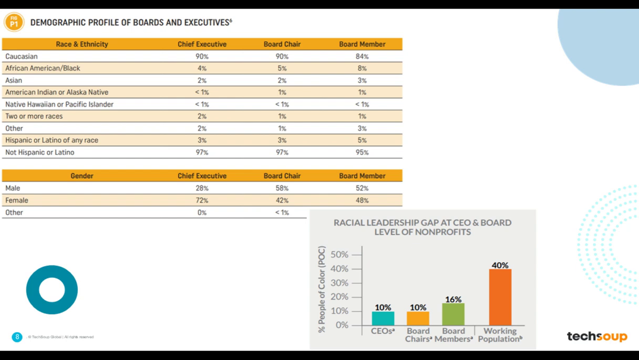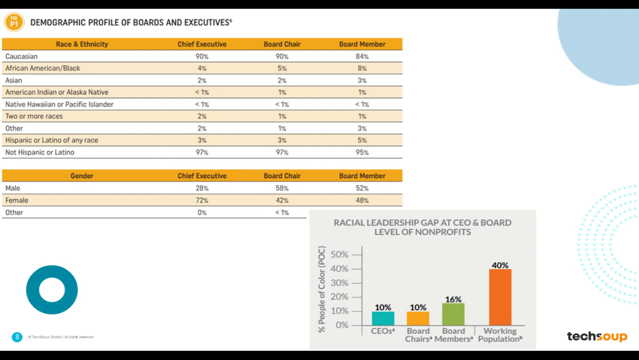GuideStar found that among U.S. nonprofits with annual budgets of more than $50 million, only 18% had a female CEO. So that's not representative of that 70% employee workforce that is female. And the women who do hold these positions are often paid less than their male counterparts. The Chronicle of Philanthropy reports that female CEOs at nonprofits with a budget of $2.5 million are paid 23% less than male people in the same position. So that's quite a gap.